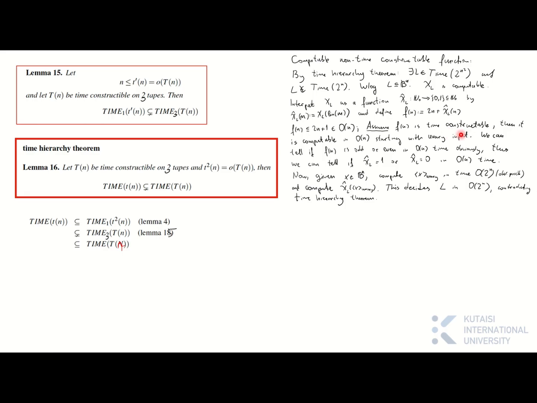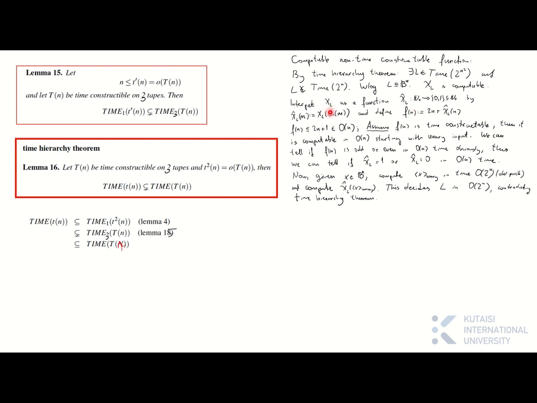So I assume f(n) is time constructible. If it's time constructible, basically it should be computed in O(n). That's what it is, but not really. So I assume f(n) is time constructible. Then it is computable in O(n) starting with unary input. I advise you to think about why. I will not explain why, because there's some 2 to the power log n involved and binary changes involved here, and you can think about it later. But trust me on this one.